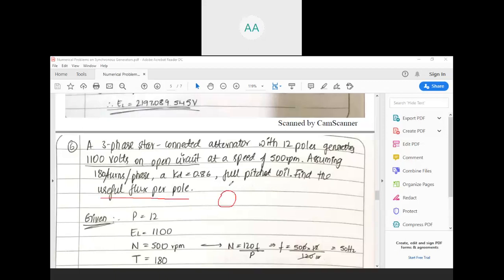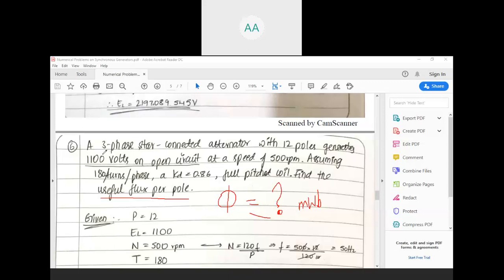So this is the useful flux per pole, given as phi, which is expressed either in Weber or milliweber if it is to be converted. So this is what you need to find out. What's the useful flux per pole that is present due to the field excitation system?